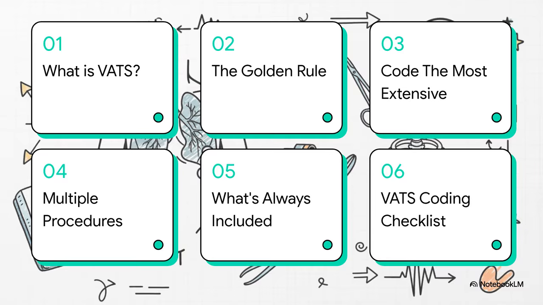We're going to start with the absolute basics. What even is VATS? Then we'll cover the golden rule you just can't forget. We'll get into how to pick the right code when multiple things are done, and of course the exceptions to that rule. We'll wrap it all up with a quick checklist that you can use every single time. By the end of this, you'll be all set.